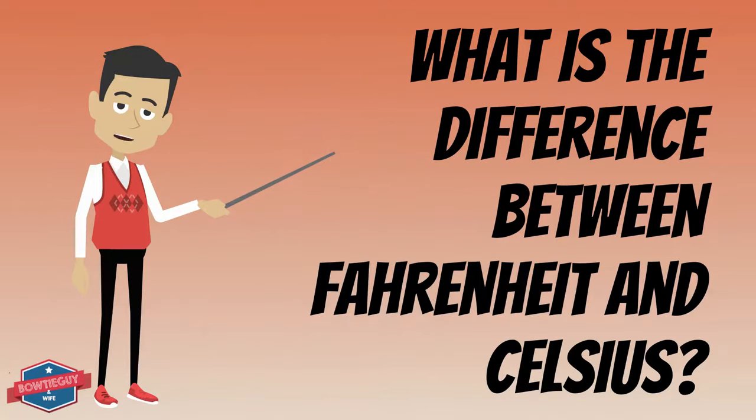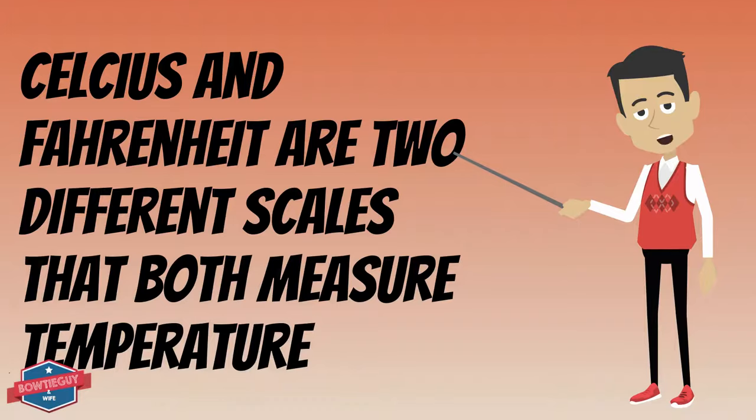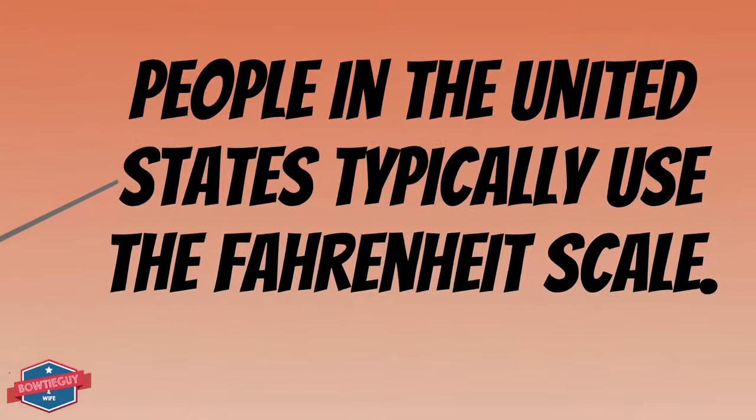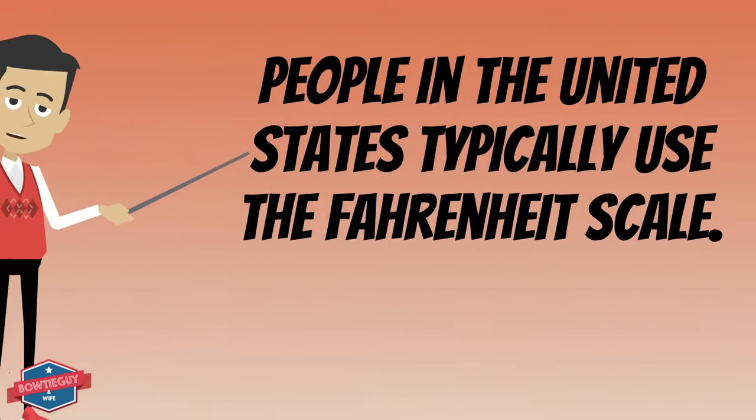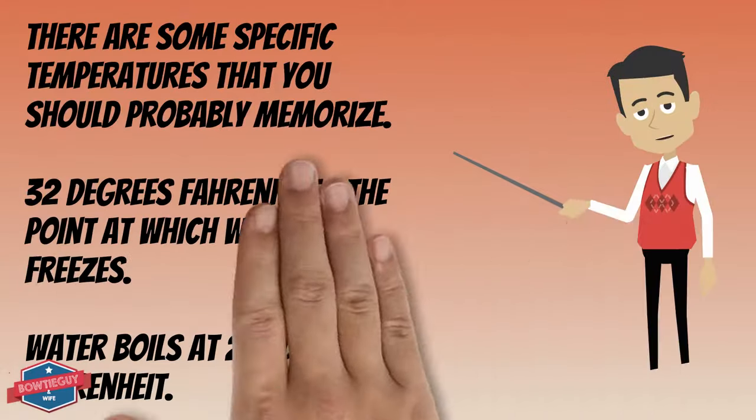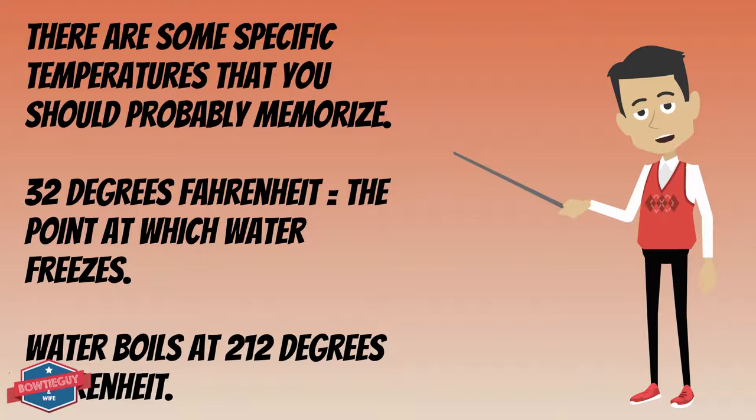What is the difference between Fahrenheit and Celsius? Well, Celsius and Fahrenheit are two different scales that are both used to measure temperature. People in the United States typically use the Fahrenheit scale to measure temperature. There are some specific temperatures that you should probably memorize when dealing with the Fahrenheit scale. At 32 degrees Fahrenheit, water freezes. And at 212 degrees Fahrenheit, water boils. And try to remember that the human temperature on average is about 98.6 degrees Fahrenheit.